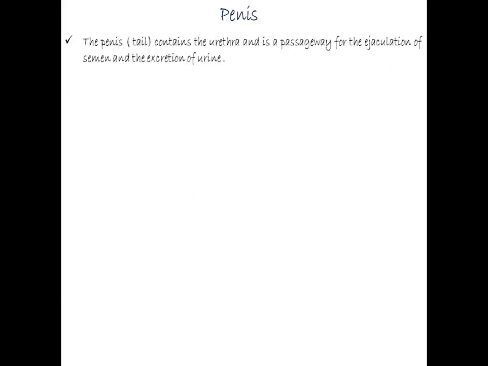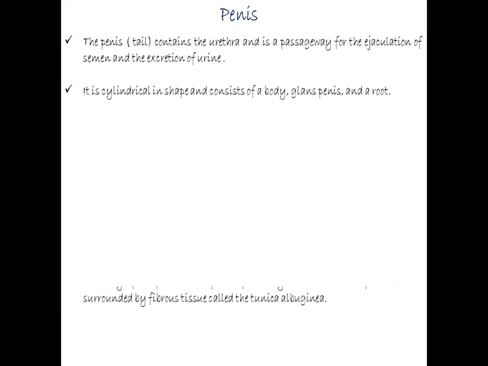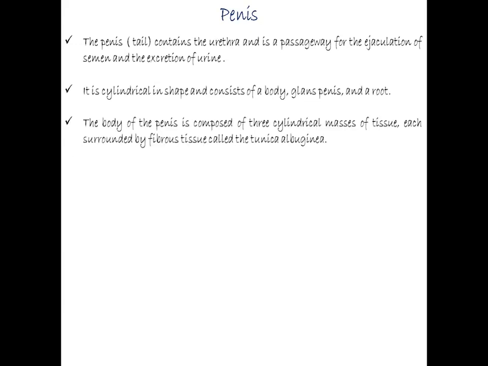Next one is the penis. The penis contains the urethra and is a passageway for the ejaculation of semen and the excretion of urine. It is cylindrical in shape and consists of a body, glans penis, and the root. The body of the penis is composed of three cylindrical masses of tissue surrounded by fibrous tissue called the tunica albuginea.